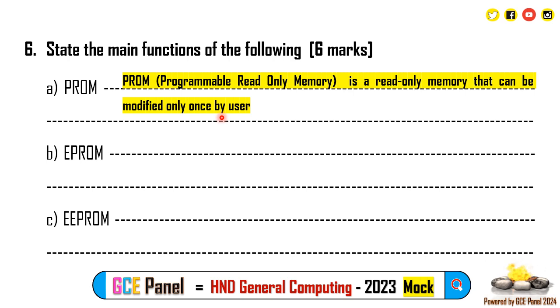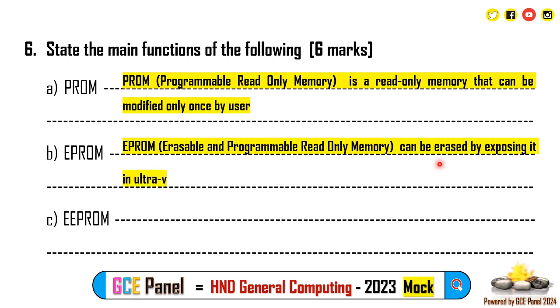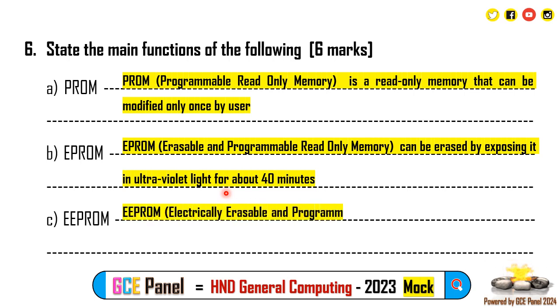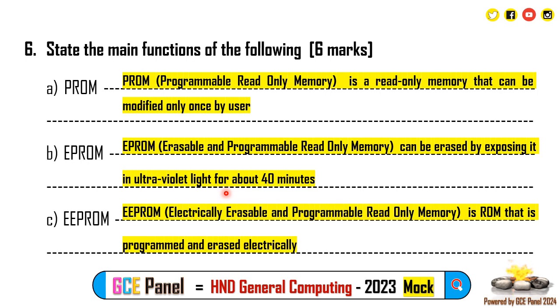Now what about the EPROM? E is erasable and programmable read-only memory. With this one, it can be erased by exposing it to UV light for about 40 minutes. So it's programmable, and you can erase it by exposing it to ultraviolet light for about 40 minutes. The last one, with the double E, is electrically erasable and programmable read-only memory. It is a ROM that is programmed and erased electrically. So this one can only be programmed and erased electrically.